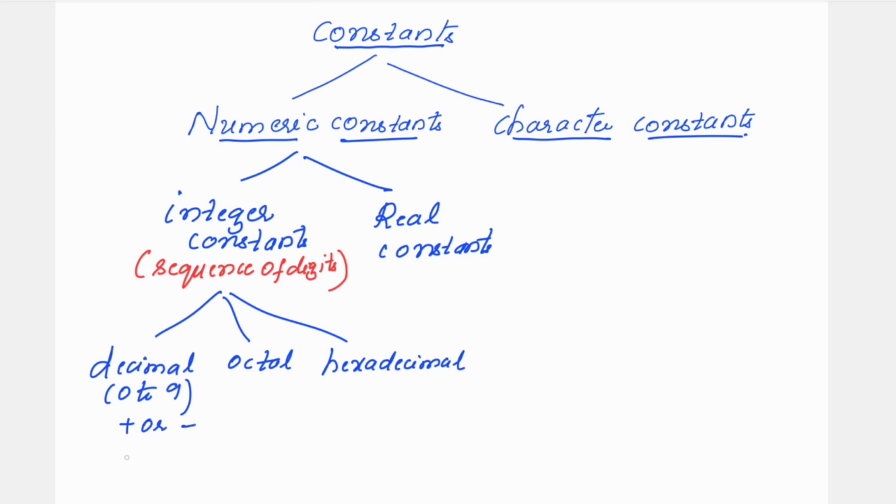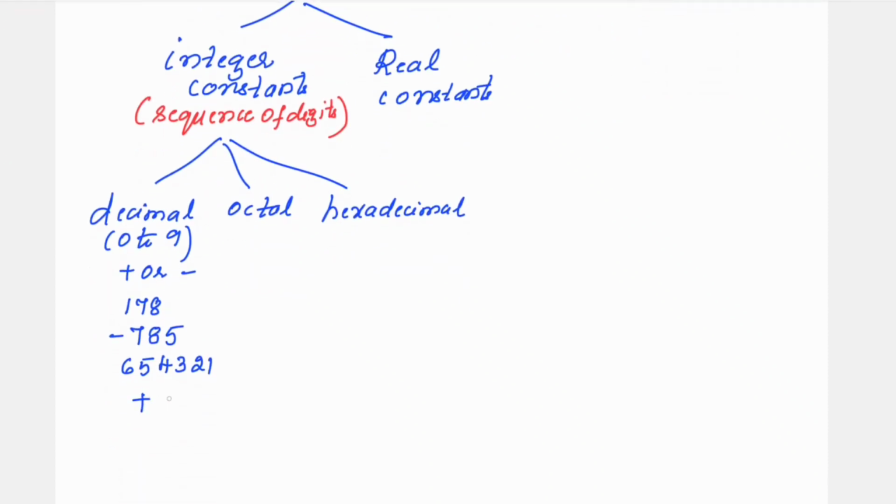For example, I'll give you a few examples of decimal integer constants. You can write 178. This is an integer constant. You can write minus 785. This is an integer constant. You can write a bigger number also, 65431. You can write plus 68. So these are the different examples of decimal integer constants.